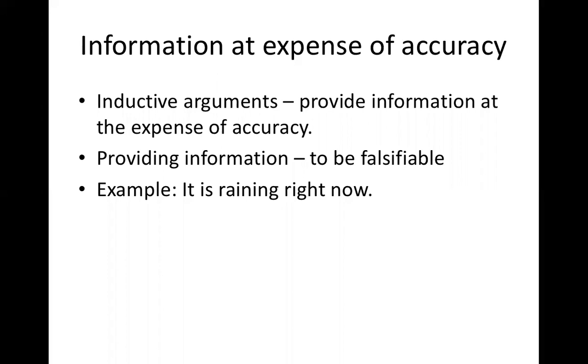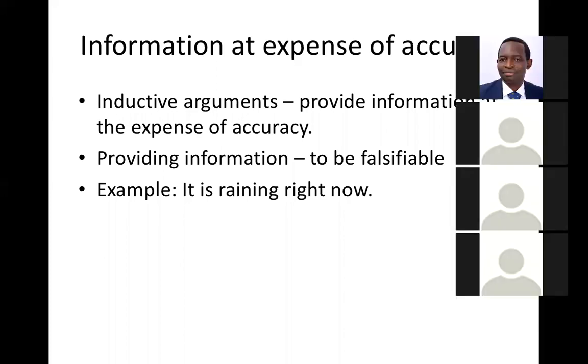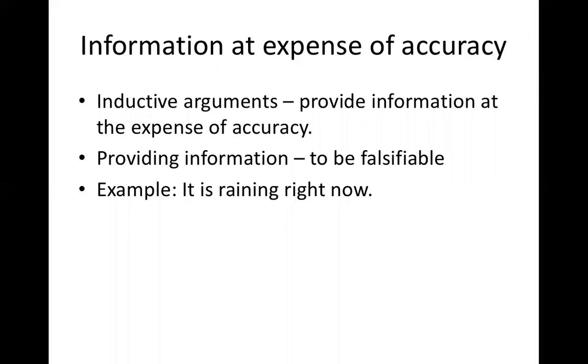It's falsifiable. Example, it is raining right now. This is an empirical statement. So this statement tells you whether it is raining or not. But it is falsifiable. If it is raining right now, it is correct. If it is not raining right now, then the statement is false. So it means the statement is falsifiable. It could be correct this morning, and then in the evening, it will be incorrect. So any empirical information or any information about facts is a falsifiable statement.